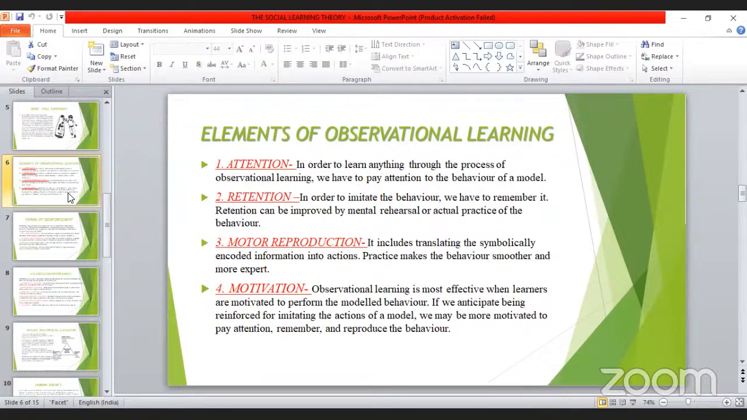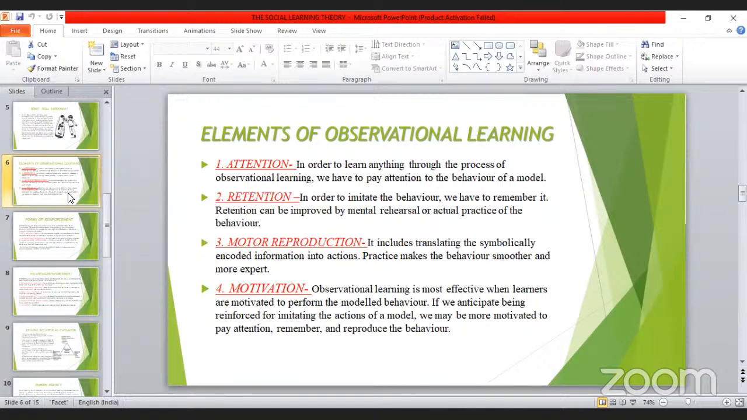Suppose we observe that aggressive behavior leads to a rewarding condition, right? So this condition will be encoded in our brain, in our memory system, in a neural language. When practically we have to behave in that way, the neural language will be translated into symbolic form. That will be our physical action, our verbal action. Symbolic means our verbal action, our physical action, right? So practice makes the behavior smoother. So the observer should be able to reproduce the behavior both mentally and physically, right?